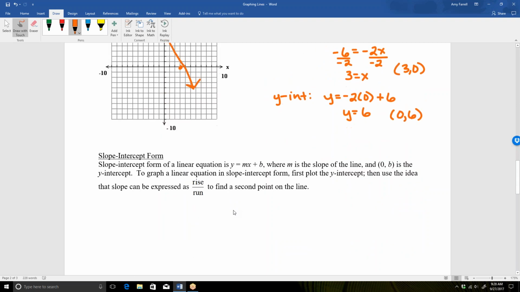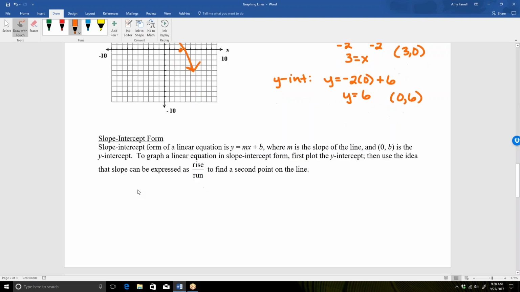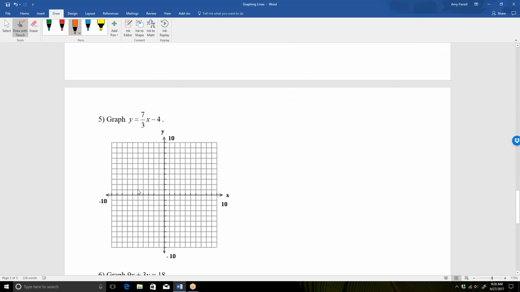There is one more method we're going to talk about, which is using slope-intercept form. Slope-intercept form is y equals mx plus b, where m is the slope and b is the y-intercept. To graph, we're going to plot the y-intercept, and then we're going to use the idea that slope can be expressed as rise over run to find a second point on the line. Okay, so let's see this example here.